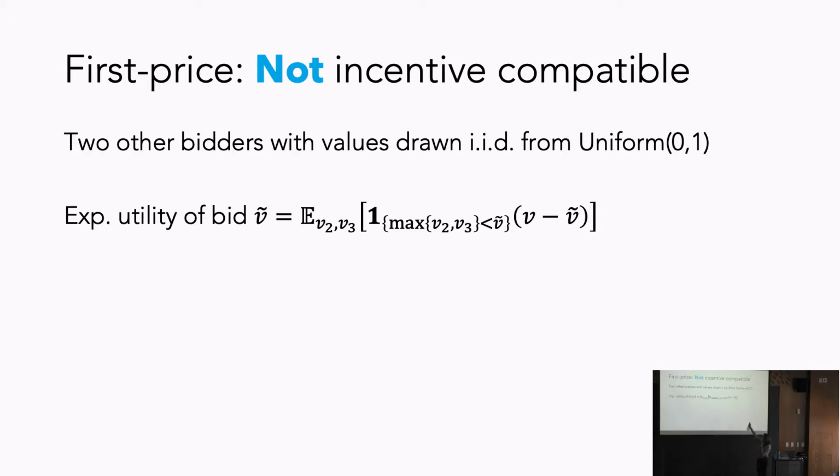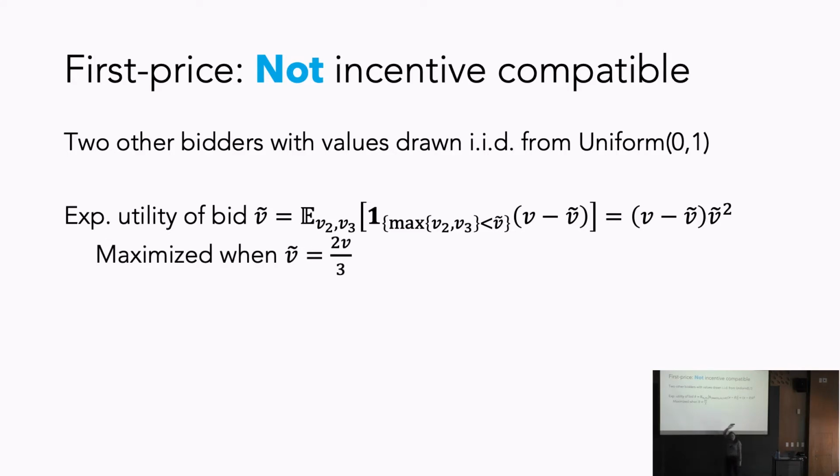And since we're in this nice scenario, where the other bidders' bids are uniform, we can work out that your expected utility of a bid V tilde is just this expression here, (V minus V tilde) times V tilde squared, where V is your own value. Okay, and it's really easy to work out that this expression is maximized when your bid, V tilde, is 2/3 of your value.